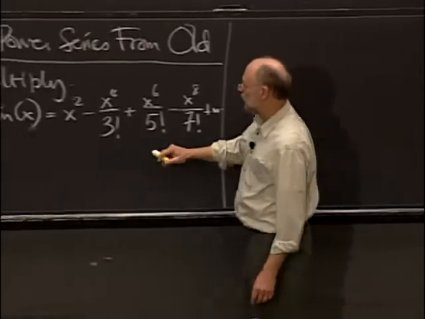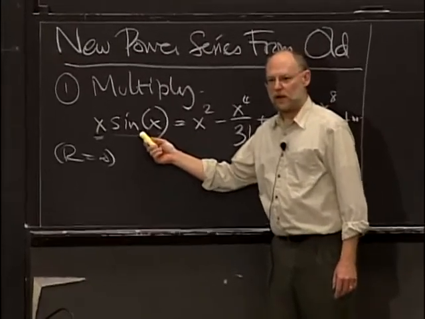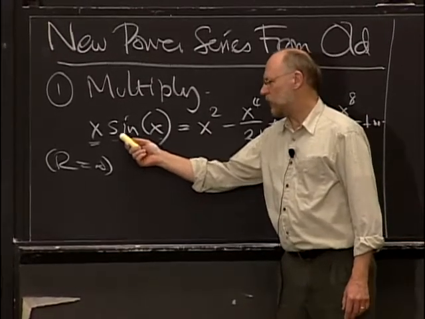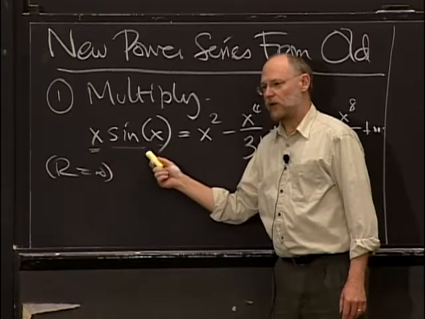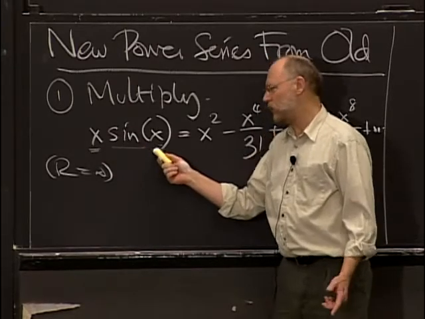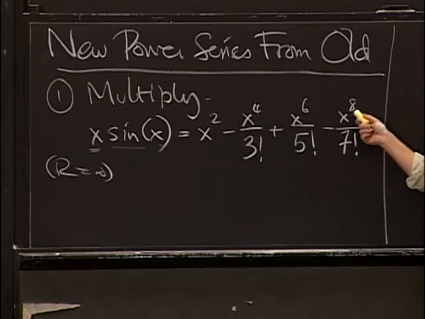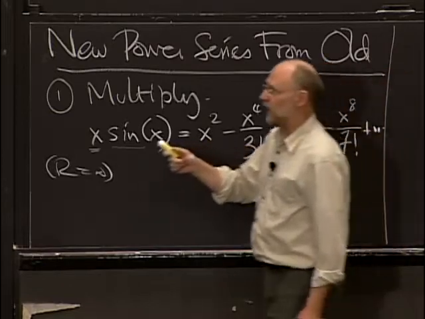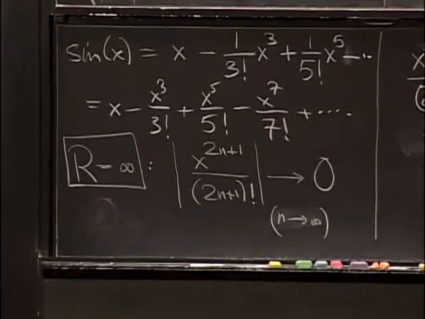Notice something, by the way. Do you know about even and odd functions? So sine is an odd function. X is an odd function. The product of two odd functions is an even function. And that's reflected in the fact that all the powers that occur in the power series are even. For an odd function like the sine, all the powers that occur are odd powers of x. That's always true.